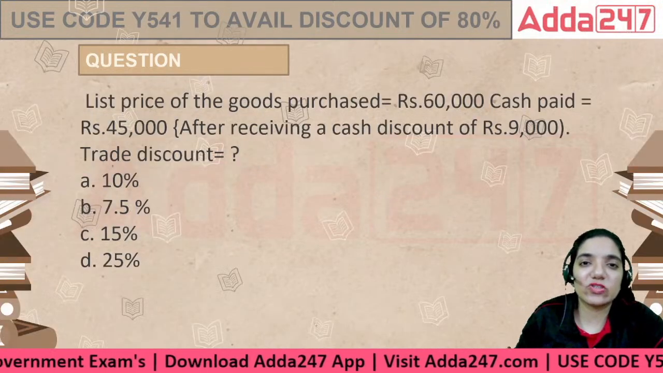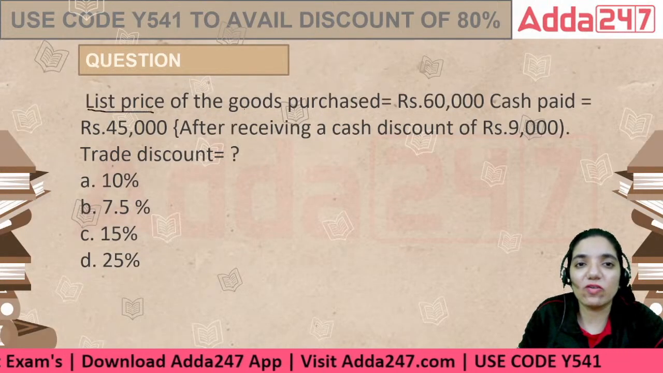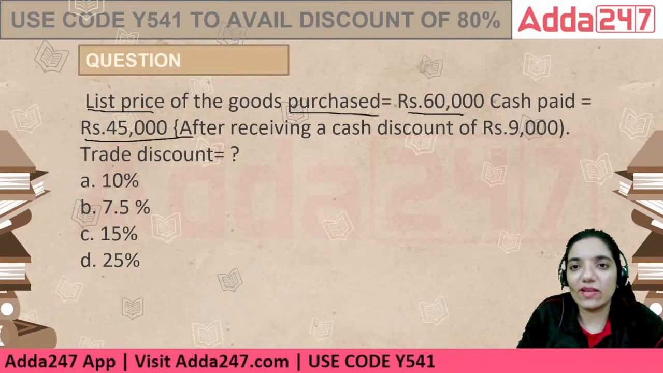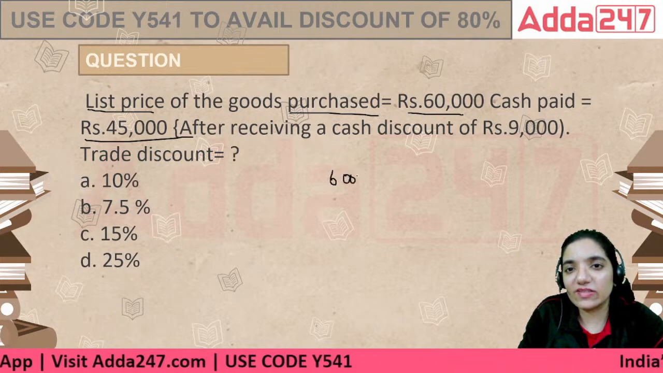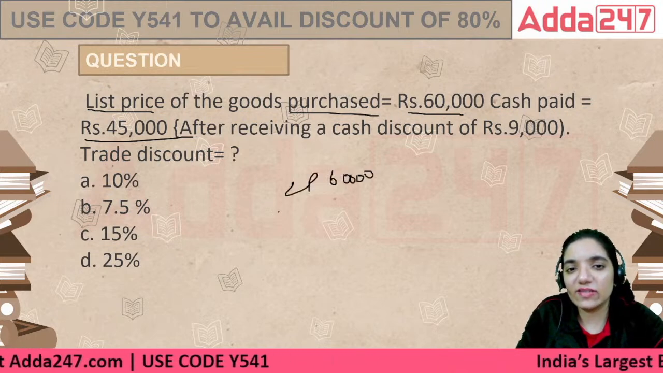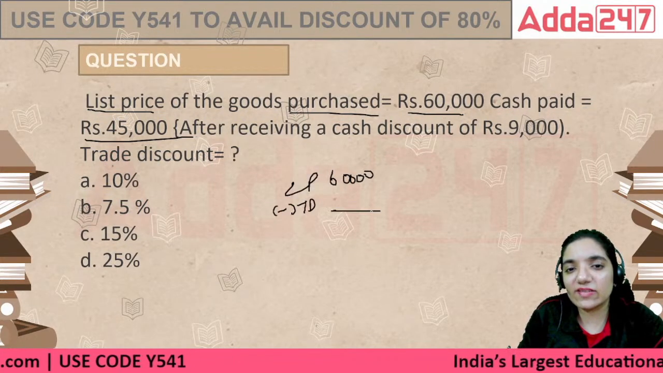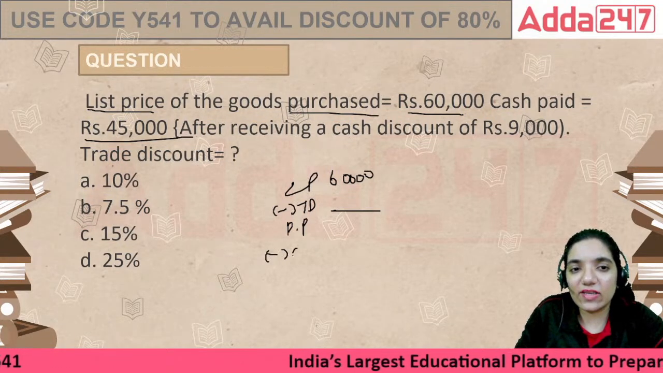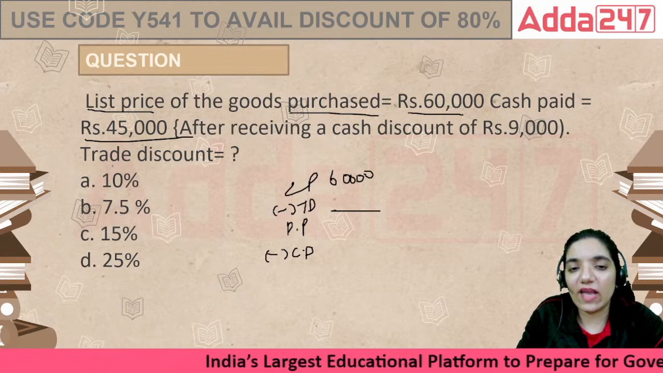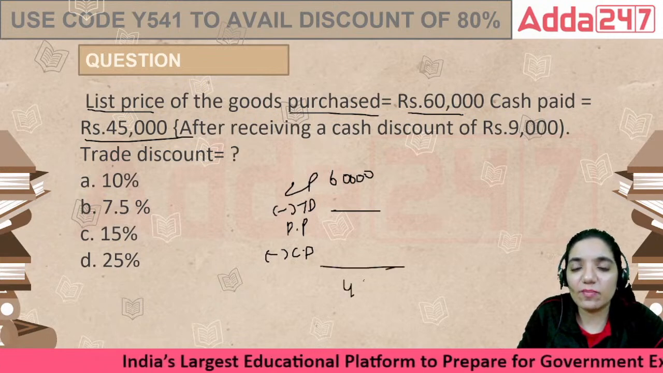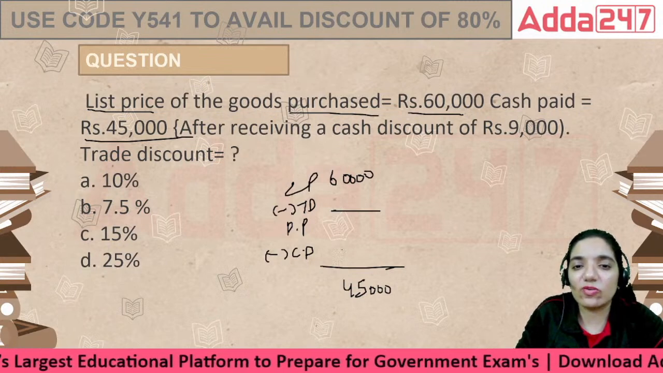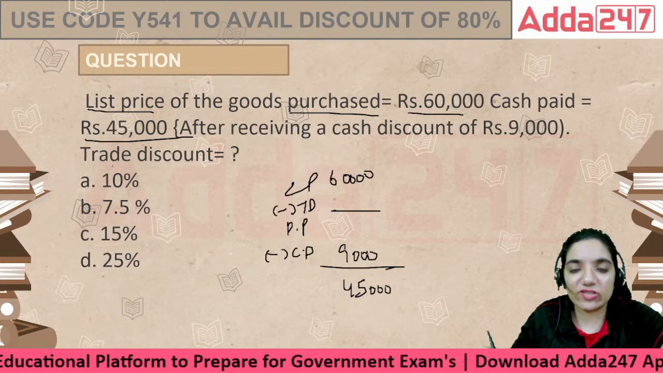Moving on to the next question, they have given you the list price of the goods purchased as 60,000, cash paid is 45,000. Let's look at that. The list price is given, LP is this. From LP we deduct the trade discount, whatever we are left with is our purchase price, then we have the cash discount, and then we have the price that we pay. So we are paying 45,000 after receiving a cash discount of 9,000.